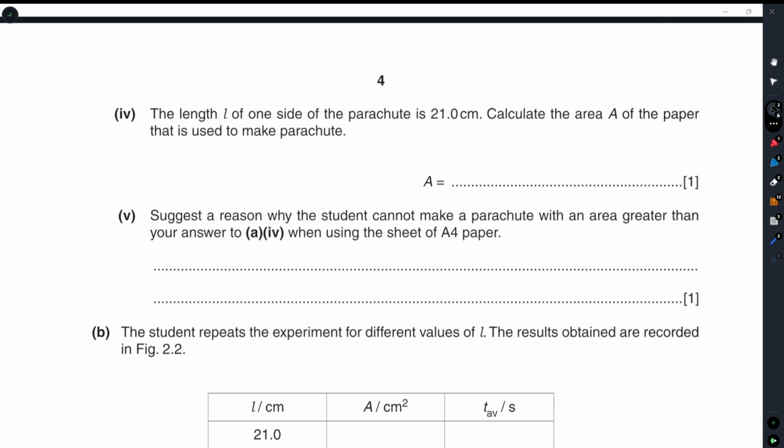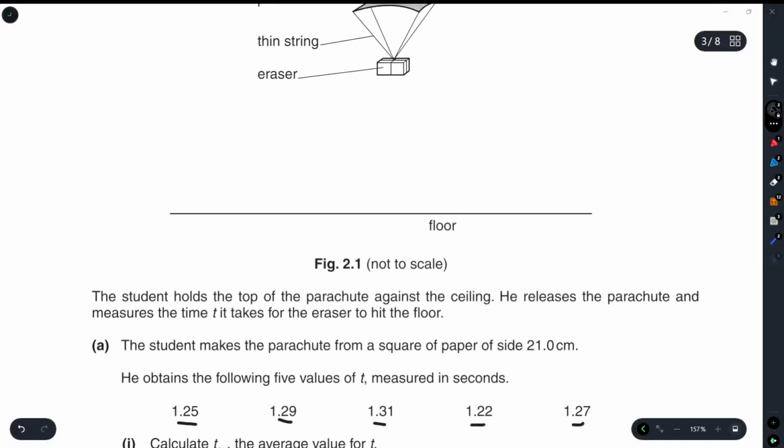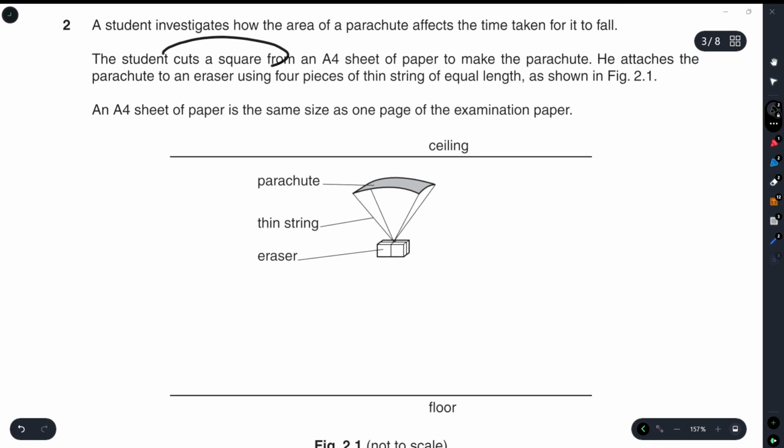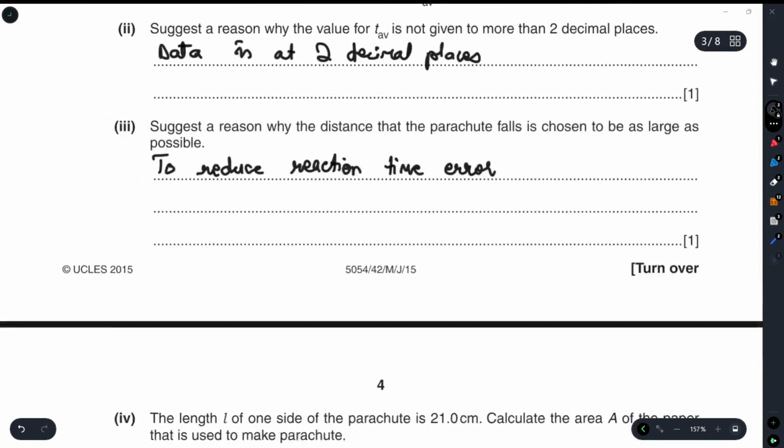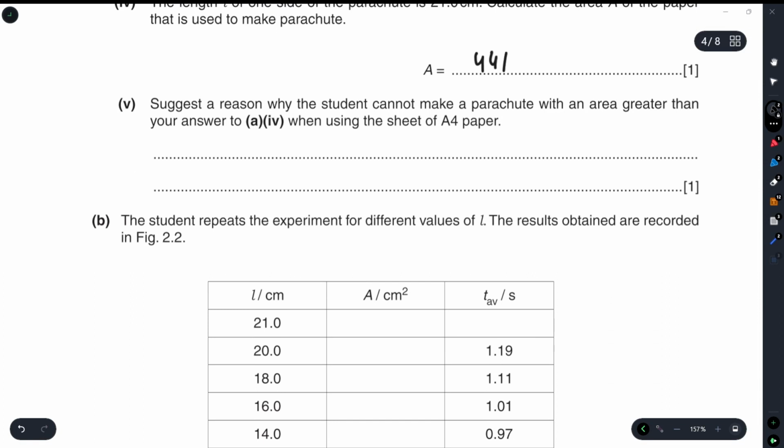The length L of one side of the parachute is 21. Calculate A, तो 441 हो जाएगा. Square करते हैं, square है, ठीक है. I'm guessing it says up top that it's a square, cut from an A4 sheet. Suggest a reason why the student cannot make a parachute with a greater length.